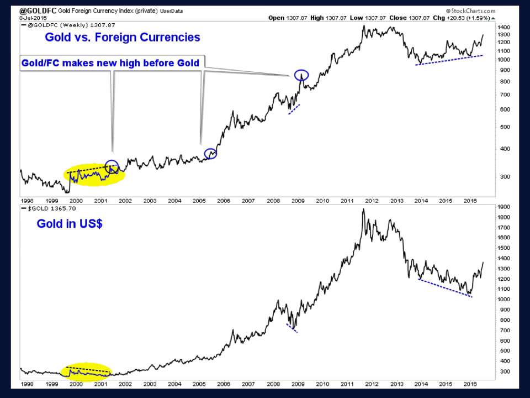Last point I want to make, just an interesting nugget here for technical people. Gold in US dollars retraced 50% of the huge run from '01 to '11. Gold against foreign currencies retraced 38%. When you're looking at Fibonacci retracements and support targets, you look at the 38%, 50%, 62%. So interesting to say gold retraced 50%, but gold in foreign currencies only retraced the minimum 38%. So gold in foreign currencies looks really strong and looks like it has a shot to test its all-time high in the next 6 to 9 months, I would say.